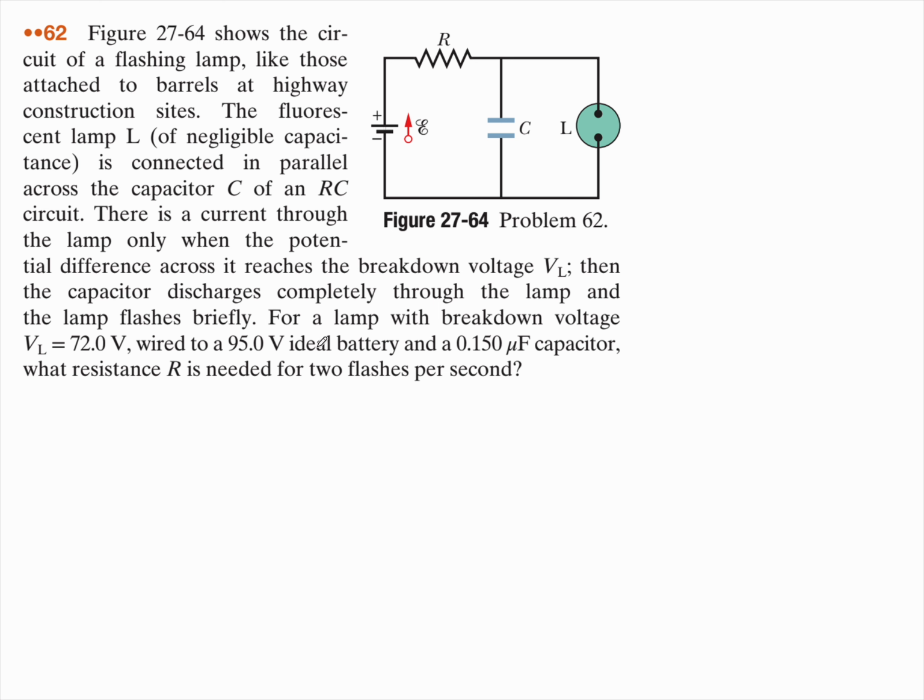For a lamp with a breakdown voltage of 72 volts wired to a 95 volt ideal battery and a capacitor, what resistance is needed for 2 flashes per second?